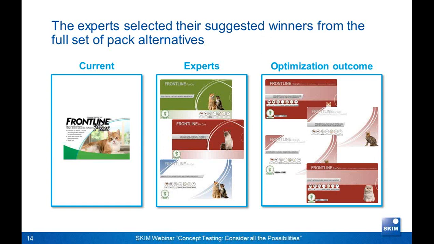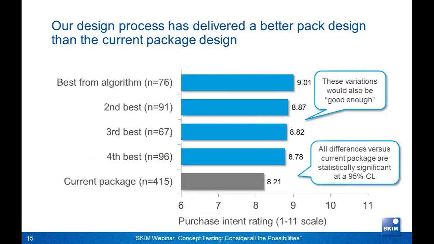On the next slide I'm going to compare the performance of the current pack design and the performance of the designs identified by our algorithm. This performance is measured on purchase intent, on absolute purchase intent scores. So here we go. You see in blue the performance of the best designs identified by our algorithm, and in gray you see the performance of the current pack design. And you see that we do better than the current one. So this is already a great result. We're able to do better than what was already out there.